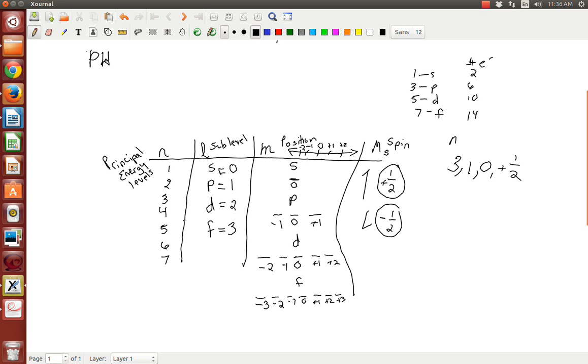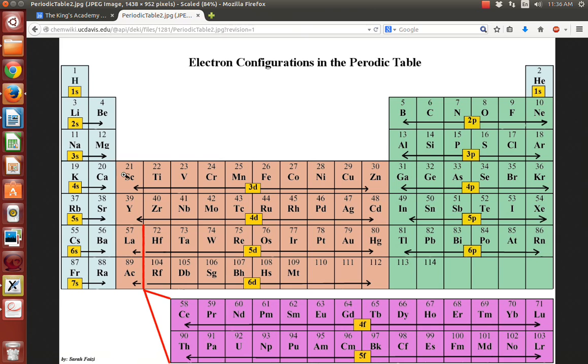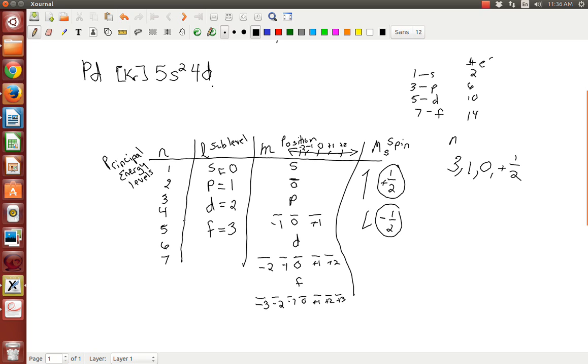Whoops, not lead, palladium. Erase that. Try again. Okay, krypton, always put it in brackets, the noble gas that was finished. 5s2, 4d, and I already forgot. How many was it? 1, 2, 3, 4, 5, 6, 7, 8. 4d8. Okay.